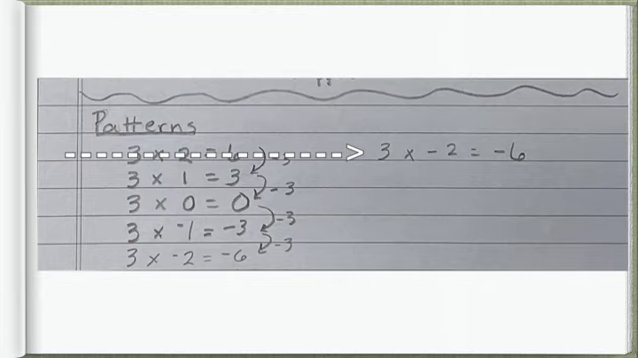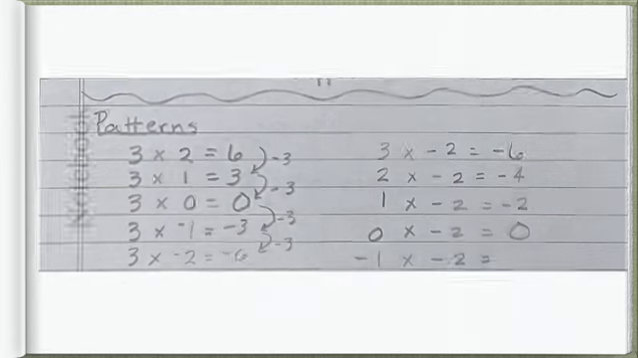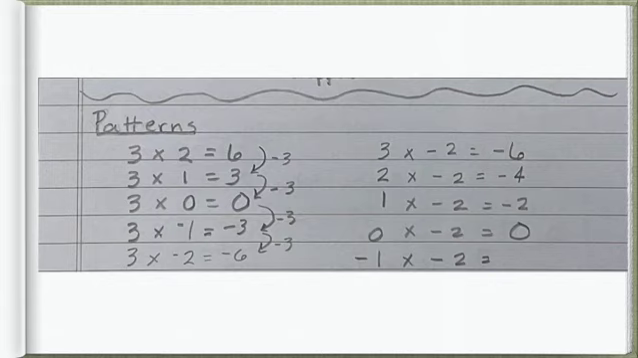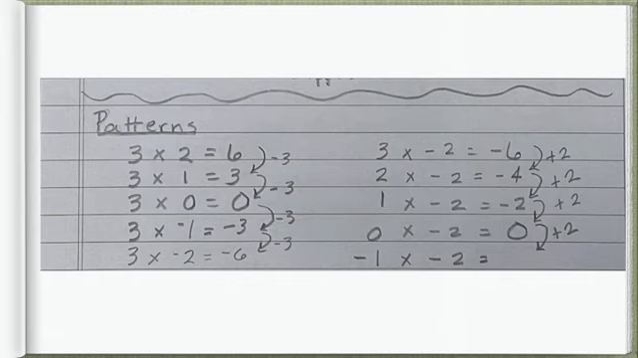So now I took that last one, 3 times negative 2 equals negative 6, and I'm going to start another pattern in the next column. Here's this pattern. This time the first factor is going down by 1 each time. The next equation in the sequence is going to be negative 1 times negative 2 because you have 3, 2, 1, 0. 1 below 0 is negative 1. So now we have a negative times a negative. But look at what's happening to the products. Negative 6, negative 4, negative 2, 0.